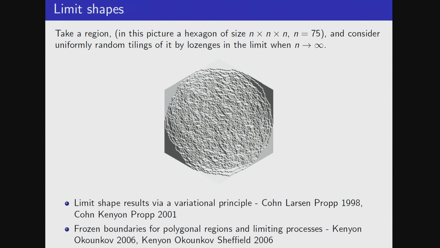And the first results showing this kind of thing were obtained by Cohn, Larsen, and Propp, and Cohn, Kenyon, and Propp. They used a variational principle to show that there is a surface that minimizes this. If you think about this as a tiling problem, then you have this inscribed circle, outside of which you have the frozen regions, and inside you have the liquid region. But if you think about this as a pile of boxes, then it's a three-dimensional stepped surface. It turns out that there's a particular surface such that with probability 1, every surface is within epsilon of it, for arbitrary epsilon, as n goes to infinity. So these are results. And there are many, many other results that I'm not going to mention.